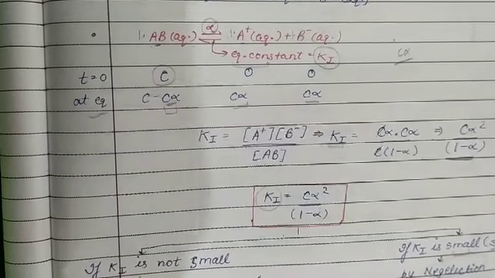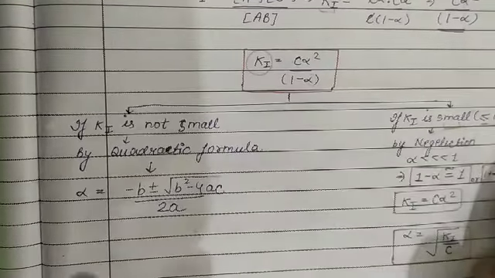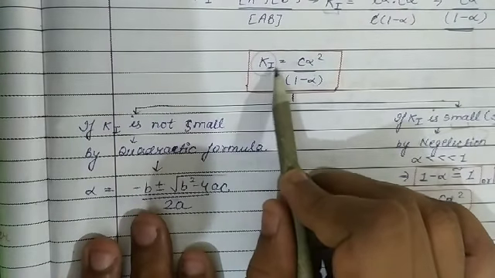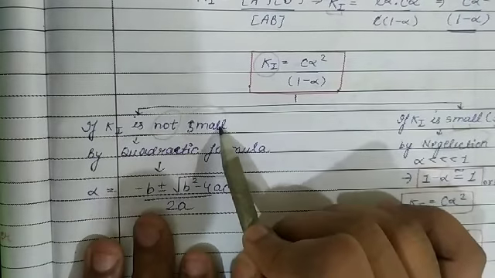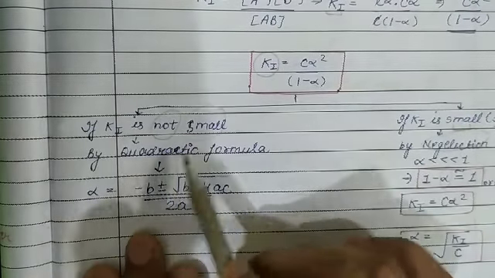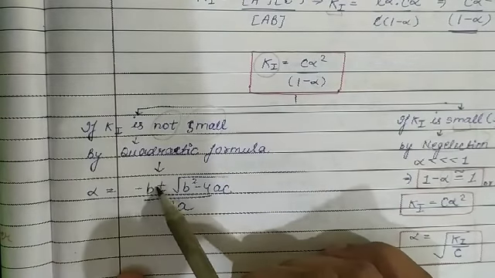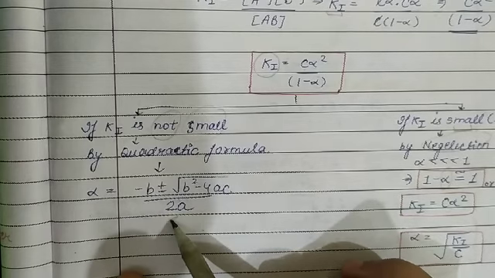Now two cases we will study for calculation of the ionization constant. If the ionization constant Ki is not small, then we will use the quadratic formula: alpha equal to minus b plus minus under root D, which is b square minus 4ac, upon 2a.